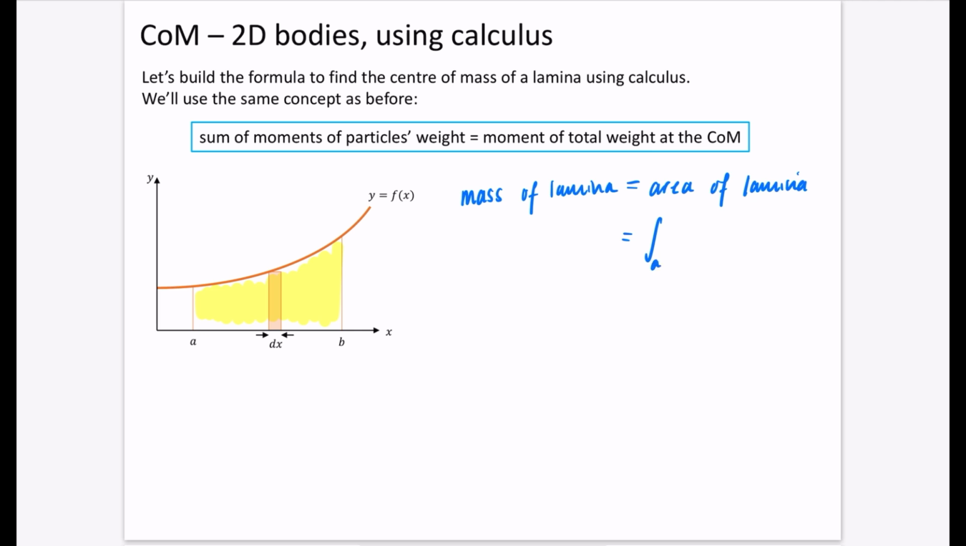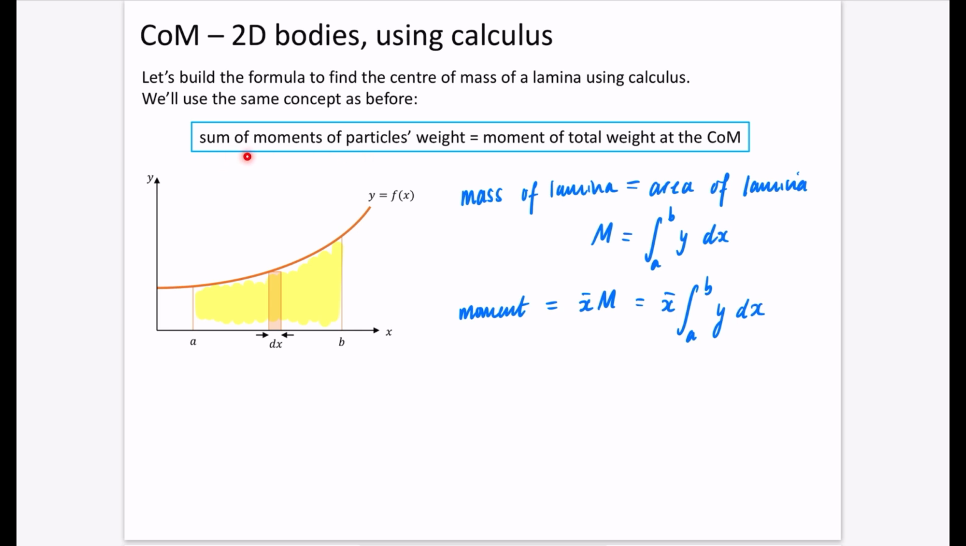We're going to be integrating y with respect to x between a and b, and sometimes we give this a capital letter M to say that that's what that part is. So this moment of the total weight, the moment, is just going to be equal to x bar M, which is x bar, the integral between a and b of y dx.